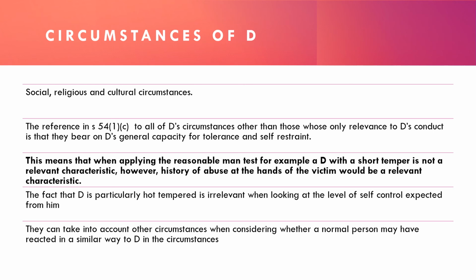So with respect to circumstances, this can get a little confusing, to be totally fair. You can take into account social, religious or cultural circumstances. But the reference in section 54(1)(c) to all the circumstances, other than those which are only relevant to the defendant's conduct, is that they bear on the defendant's general capacity for tolerance and self-restraint. So what we're saying is, would the circumstances impact on the person being able to react or to show control? This means that applying a reasonable man test, for example, to a defendant with a short temper is not a relevant characteristic, but if there's a history of abuse at the hands of the victim, that would be a relevant characteristic. So the fact that the defendant is particularly hot-tempered is irrelevant.